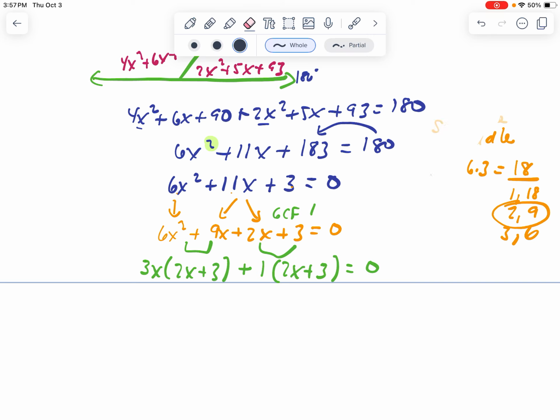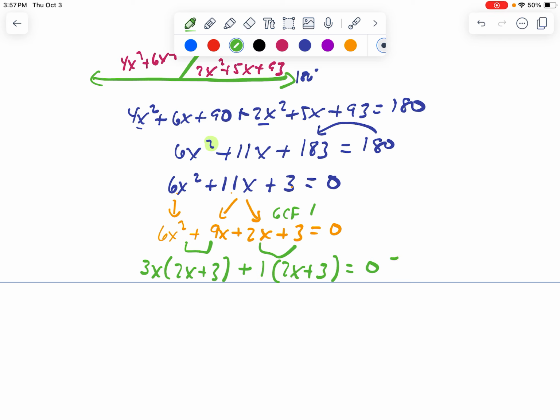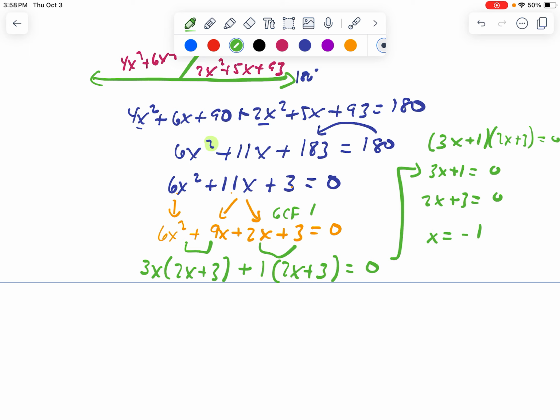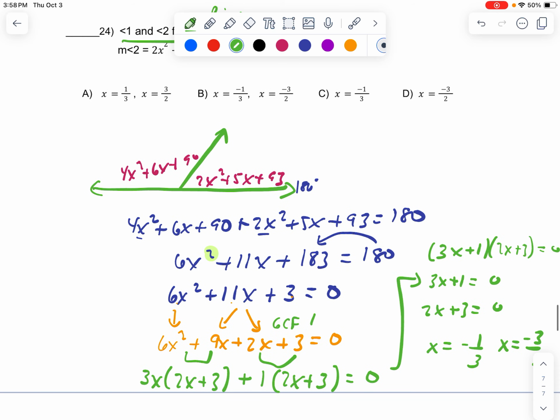Just for a moment, I'm going to erase this because we have the work here now. So if I bring that up here, my parentheses would be 3x plus 1 and 2x plus 3 equals 0. So if I set both equations separately equal to 0, I get x equals negative 1/3 and x equals negative 3/2. And that looks like the answer of B.